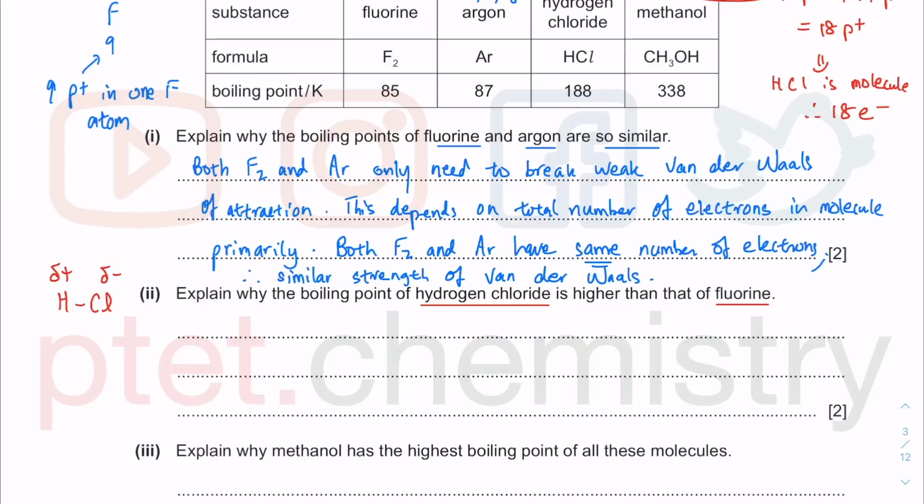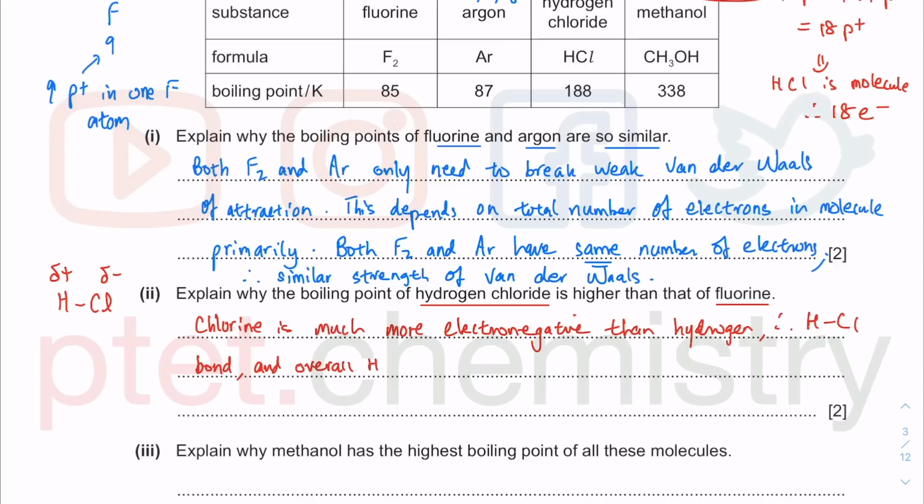As you could see, hydrogen and chlorine have different electronegativity. Chlorine has much higher electronegativity than hydrogen. So I can say chlorine is much more electronegative than hydrogen. And as a result of it, you are going to have a polar bond. So therefore, the HCl bond and overall HCl molecule is going to be polar. But F2 is non-polar since the atoms have the same electronegativity.